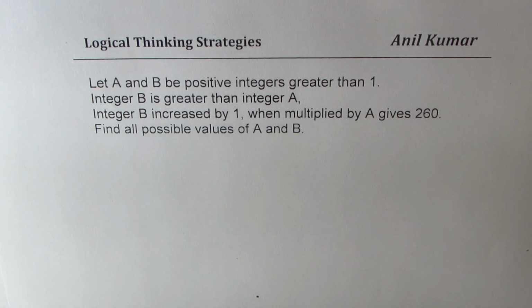The question here is: let a and b be positive integers greater than 1. Integer b is greater than integer a. Integer b increased by 1 when multiplied by a gives 260. Find all possible values of a and b.